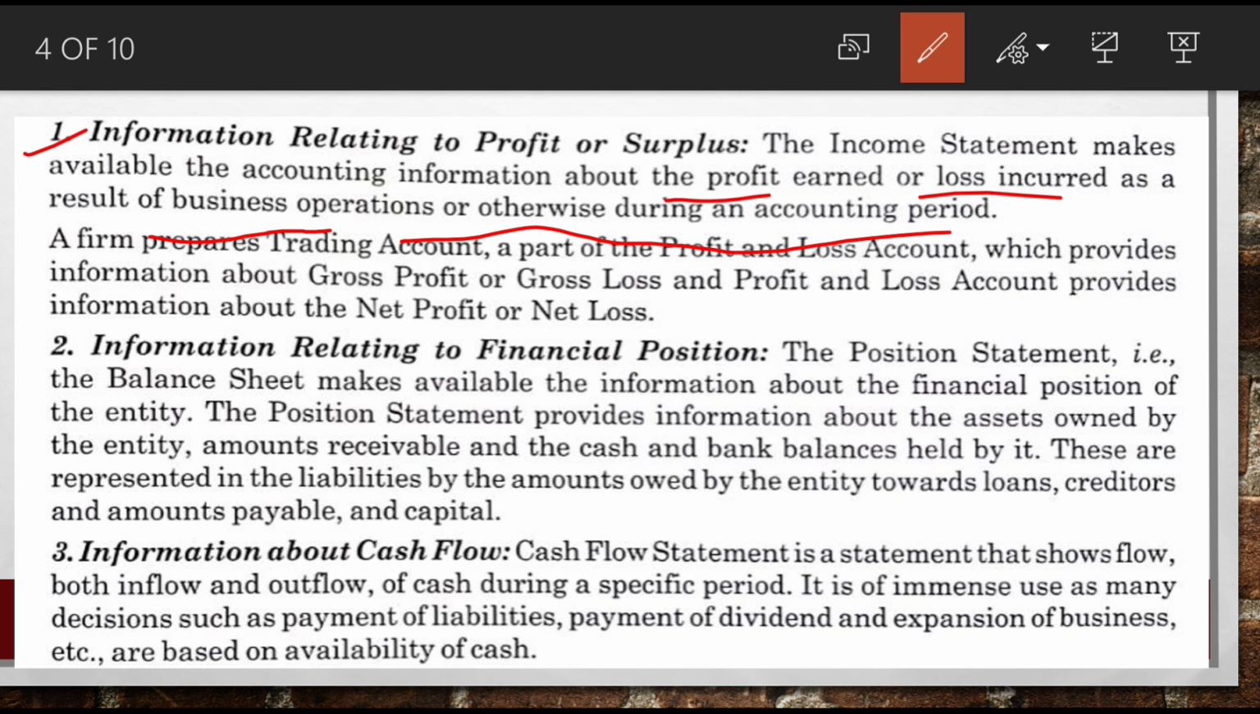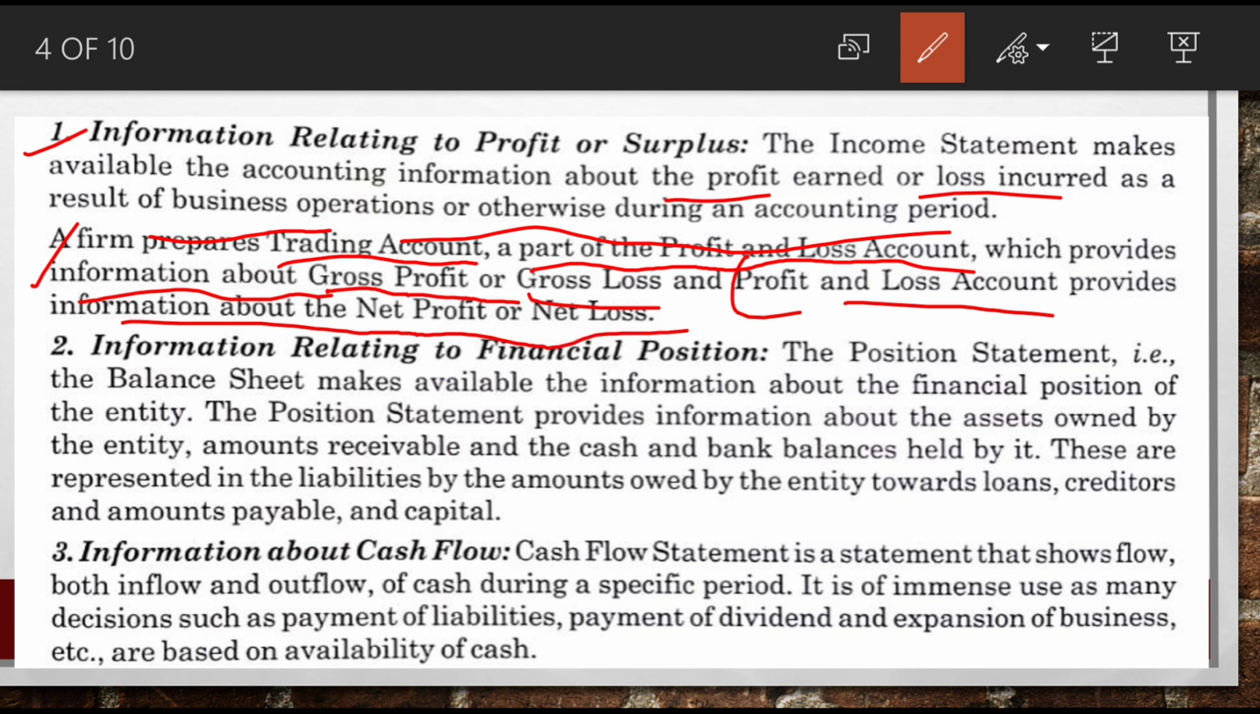The firm prepares a trading account. This trading account is part of the profit and loss account, which provides information about gross profit or gross loss; either gross profit or gross loss will come. Then the next part, profit and loss, is the second part, which provides information about net profit or net loss. Is that clear?